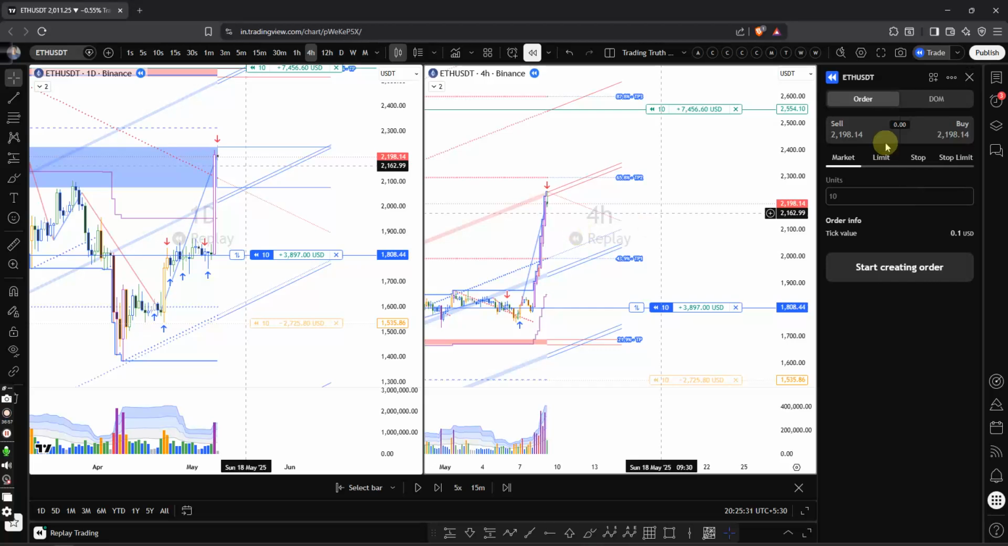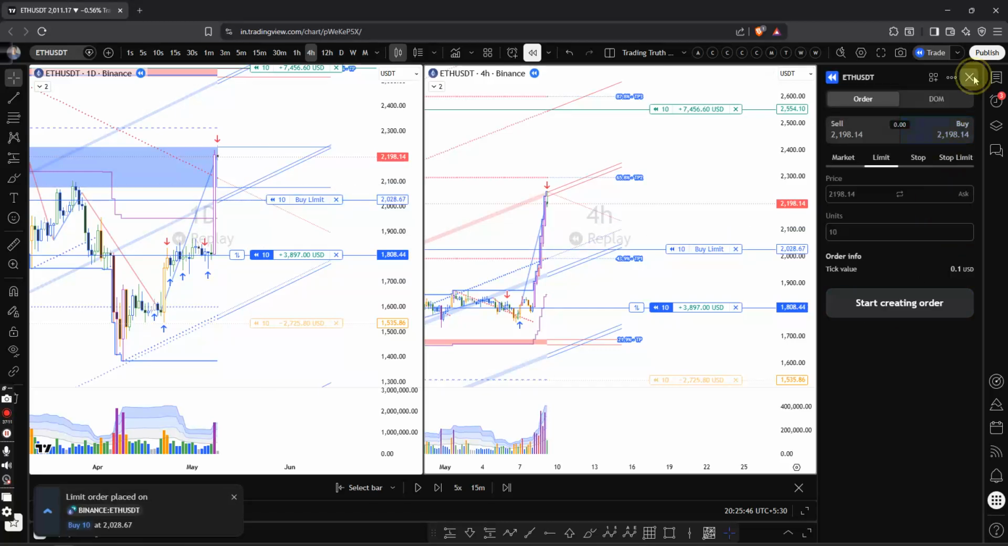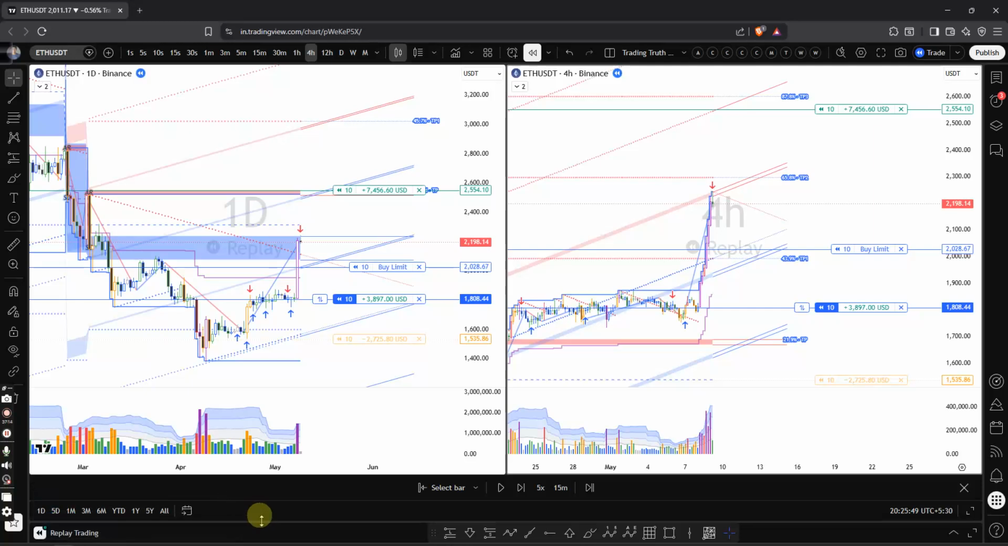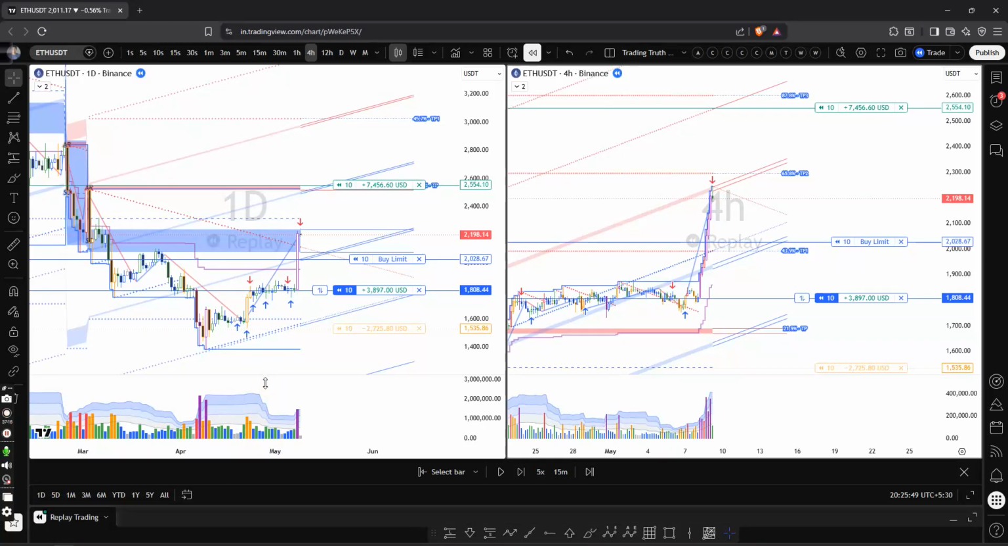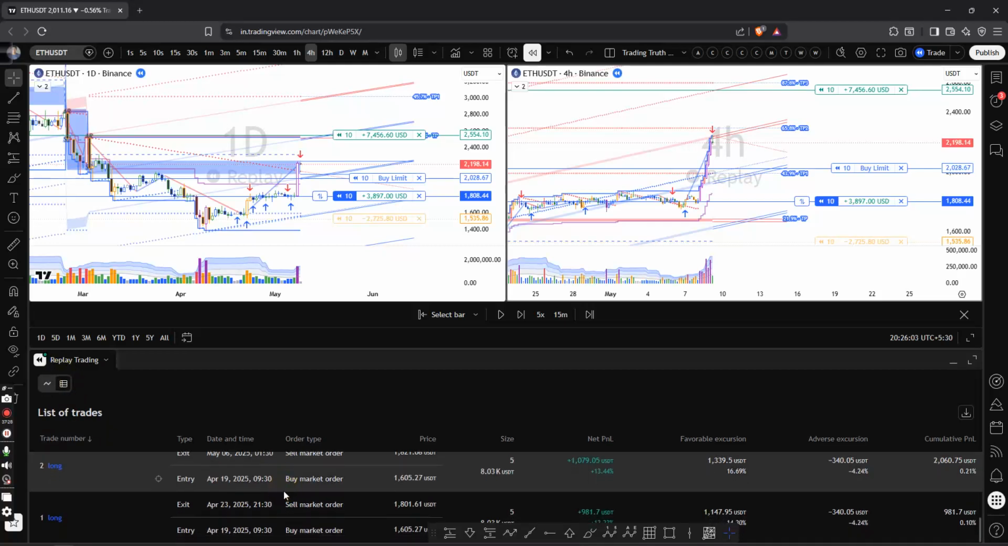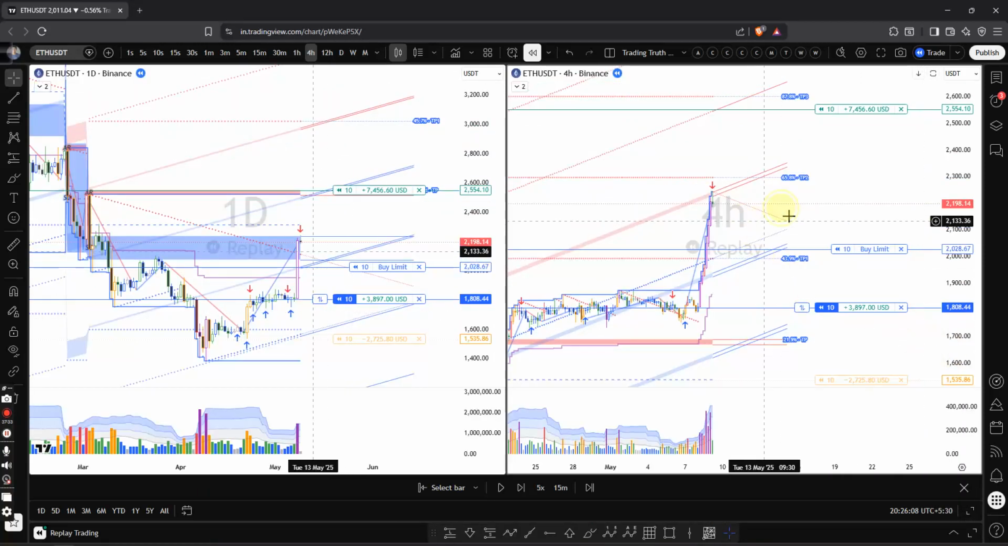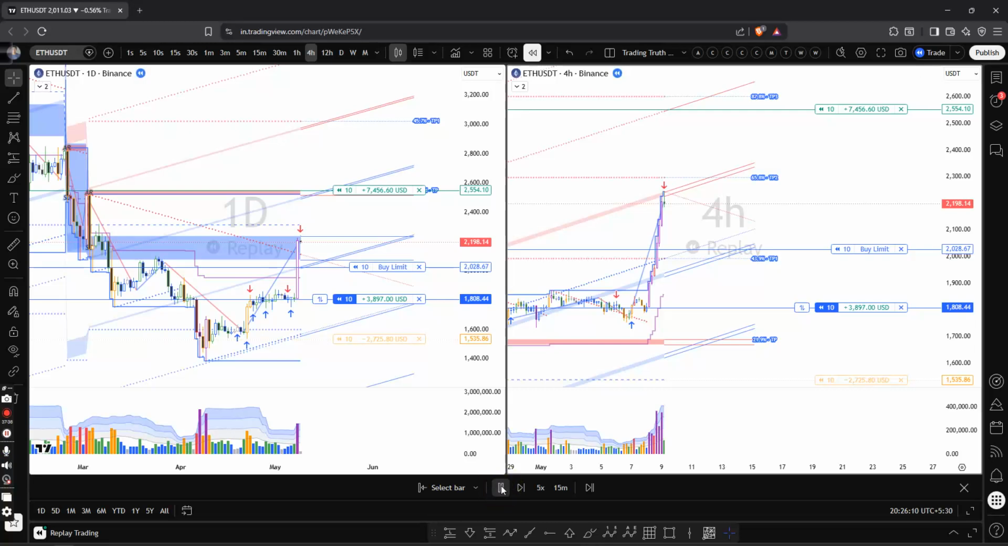On the pullback, I'll take that long trade. And you know what? This time I'm gonna do a buy limit order. Yeah, and I'll drag it over time as the market moves. But meanwhile, you can see the profit that we made. You see, $10,000. Yeah, all the trades that you can see. So I'll just hit play and we'll see.